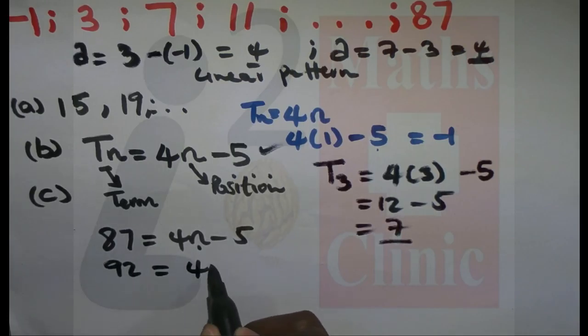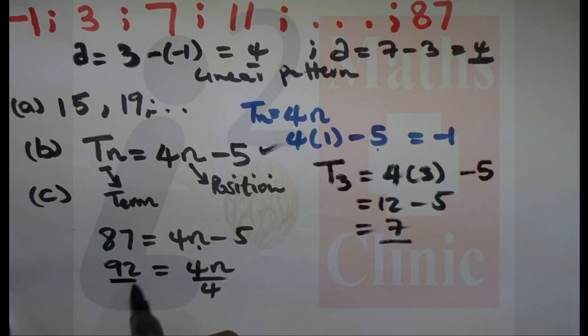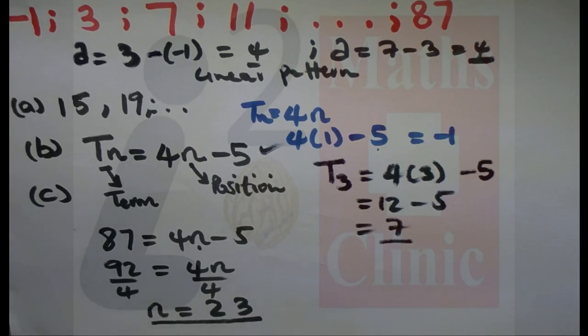Then sinalo 4n. Okay, and then to divide both sides to solve for n, and then n equals 92 divided by 4. And I can do it. Okay. But it's gonna be 80 divided by 4 ngubani ngu 20, and then it's 23. And then can you confirm la answer. Okay, and that's it.